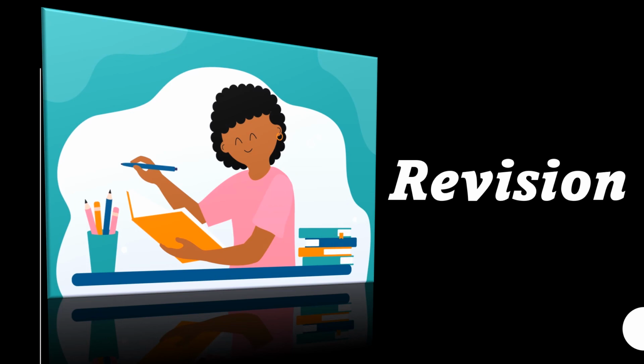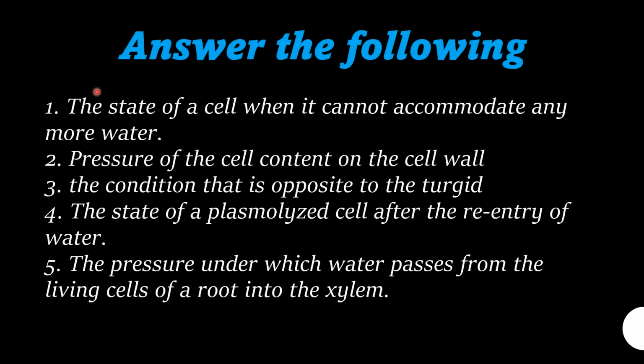Revision. Answer the following. First one, state of a cell when it cannot accommodate any more water. Turgid. Pressure of the cell content on the cell wall. Turgor pressure. The condition that is opposite to turgid. Flaccid.